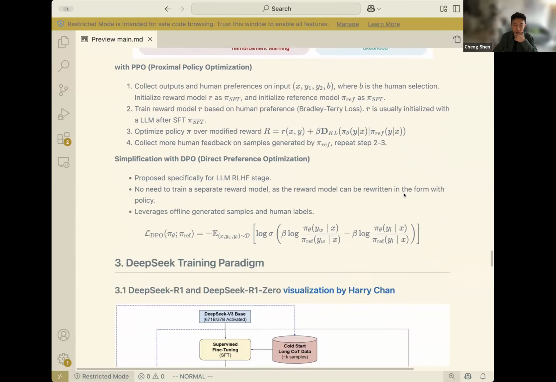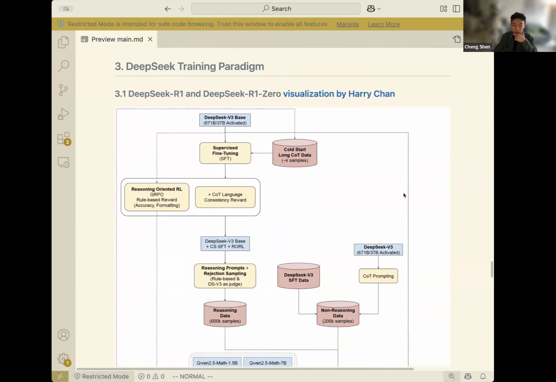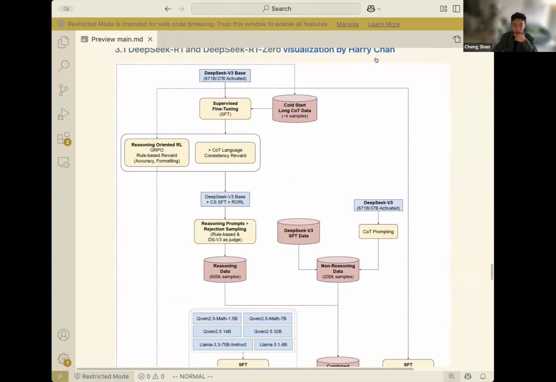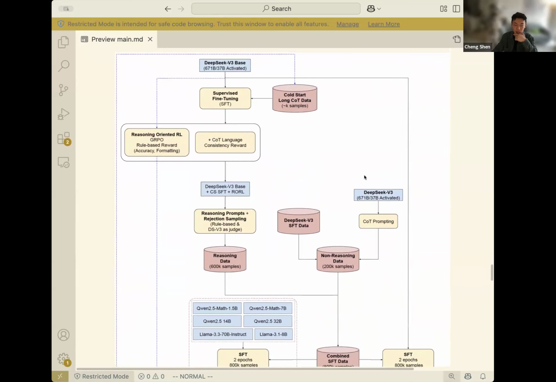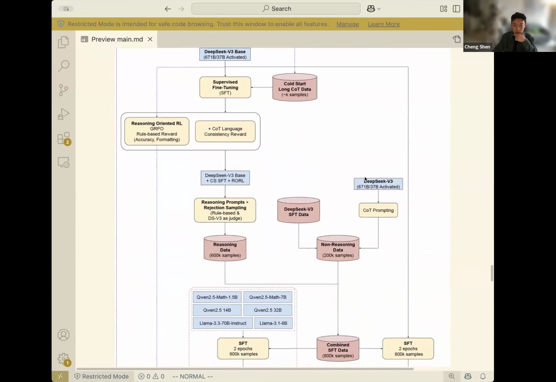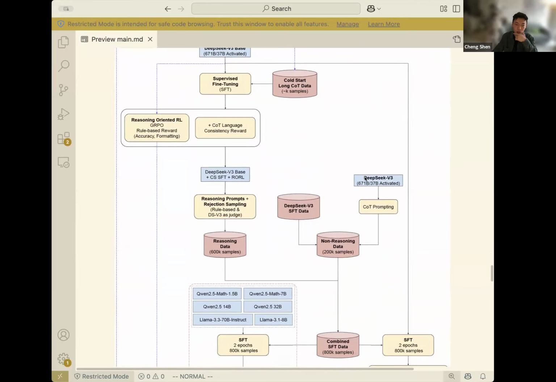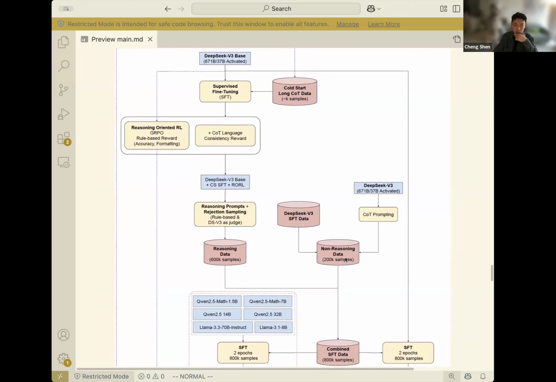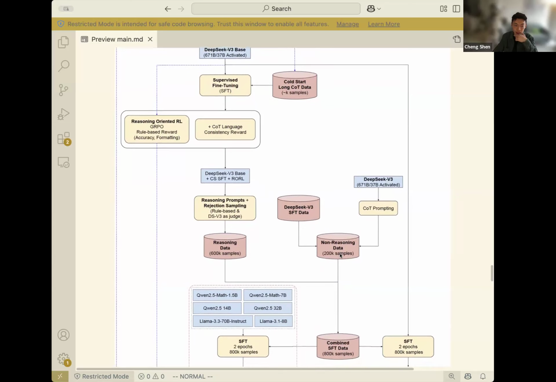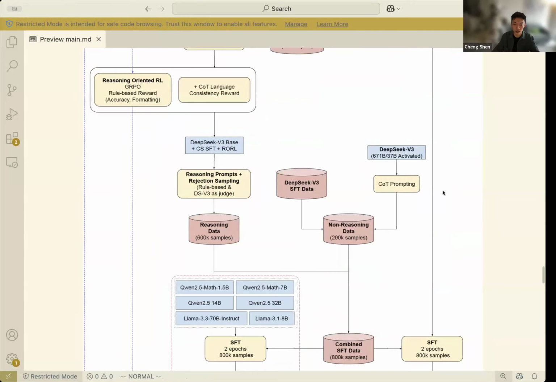And now we have DeepSeek. This nice visualization is from Harry Chen, and I think it very nicely illustrates the whole training process of the DeepSeek R1 model, where all the concepts we just mentioned, the supervised fine-tuning and RL, are captured in these blocks, and you can see that there are multiple stages of supervised fine-tuning and also reinforcement learning. So let's go through this.